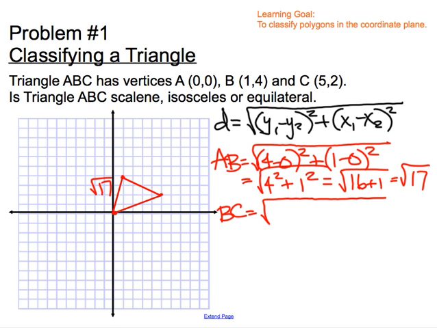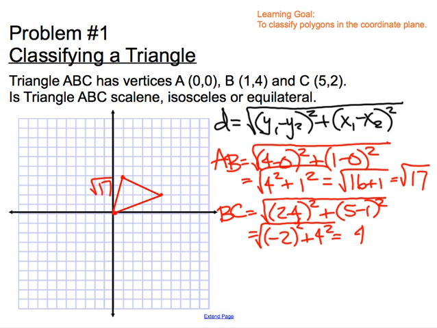Next, we'll find the distance from B to C. The distance from B to C is given by 2 minus 4 squared plus 5 minus 1 squared. 2 minus 4 is negative 2, so we have negative 2 squared plus 5 minus 1 is 4, so we have 4 squared, and we're taking the square root of that. Negative 2 times negative 2 is 4, so we have 4 plus 16. And so the distance from B to C is the square root of 20.